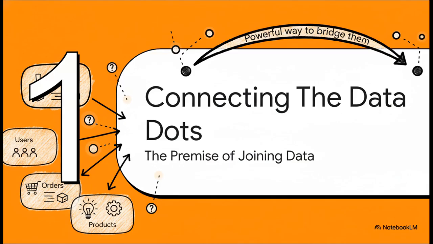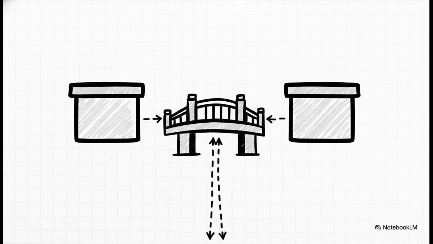All right, first up, connecting the data dots. So the whole reason we even need joins is because our data is usually split up on purpose, right? You've got your users table over here, your orders table over there, maybe a products table somewhere else. That's just good, clean database design. But it also means we absolutely need a way to build a bridge between them. And that bridge, well, that's the SQL join.